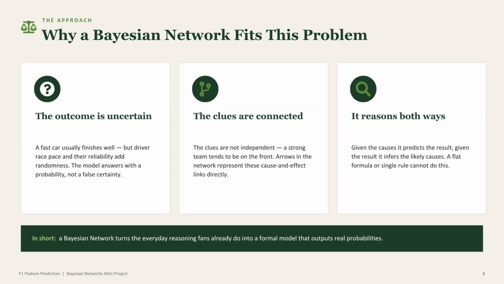Why do Bayesian networks fit this problem? It is because the outcome is uncertain, which is the probability, and the clues are connected. The four clues that we have mentioned before are all connected to the podium. It reasons both ways. Given the causes, it predicts the result, which a flat formula or single rule cannot do.